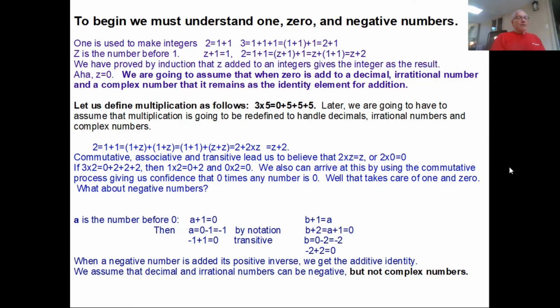Well, let's look at the number before a. Add 1 to that number, that'll give us a. Now add 1 to both sides of the equation, we get b plus 2 is equal to a plus 1. But a plus 1 is equal to 0. So now we find that b is equal to minus 2. And we get minus 2 plus 2 equals 0 through substitution. We're now ready to define a negative number. When a negative number is added to its positive inverse, we get the additive identity. We assume that decimal and irrational numbers can be negative, but not complex numbers.